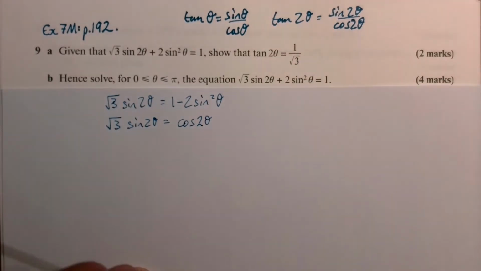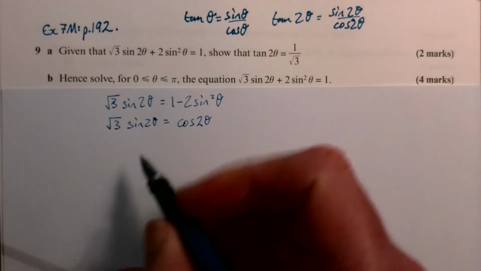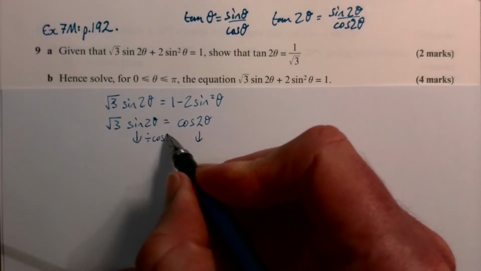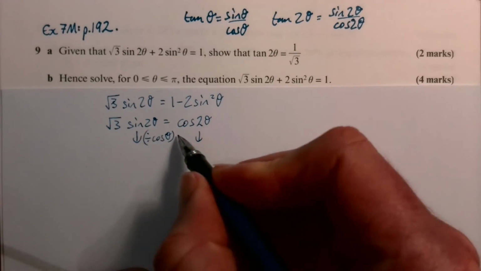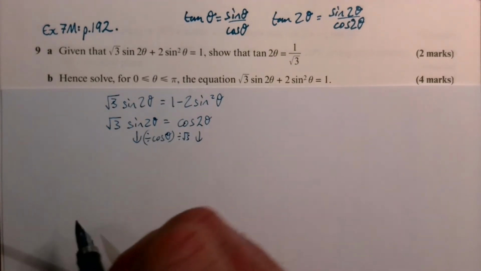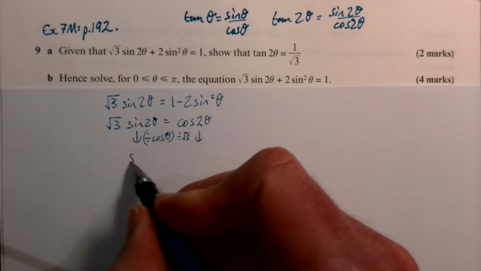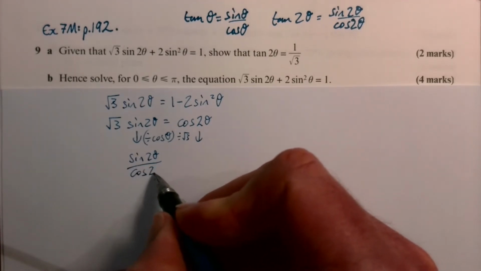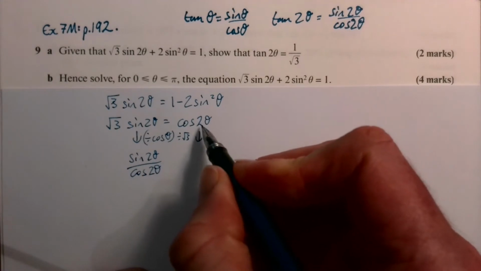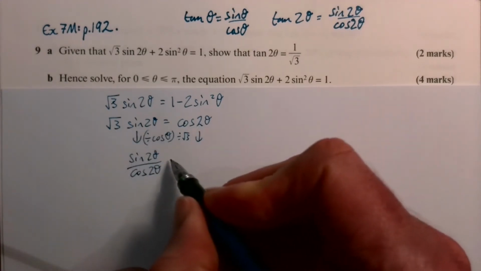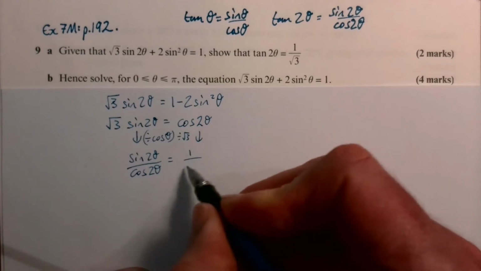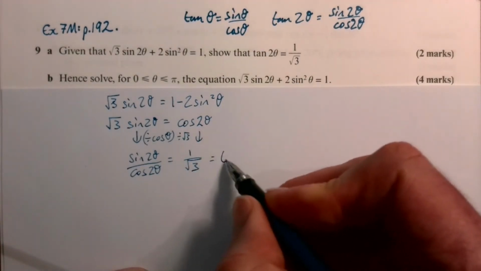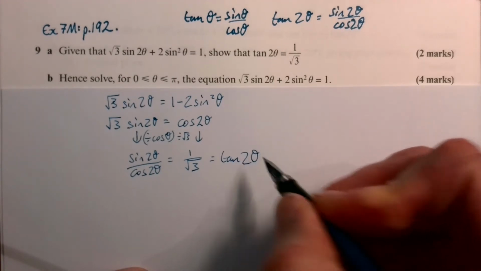2 theta. Now if I divide by cos 2 theta, but I also divide by root 3, I'll get sine 2 theta over cos 2 theta, and when I divide by that, that would have left 1, wouldn't it? And if I divide 1 by root 3, I get what I'm needing, so that is tan 2 theta there.